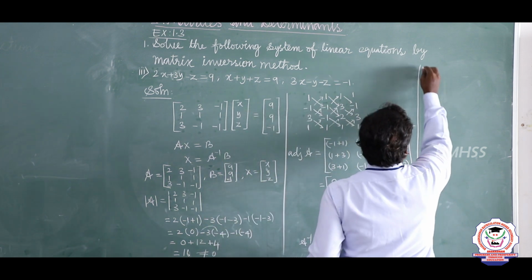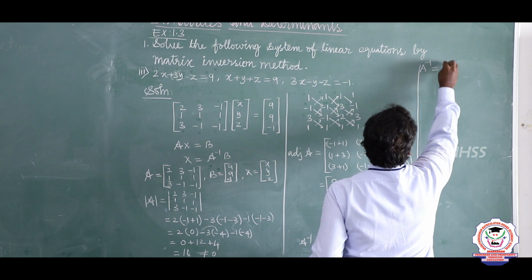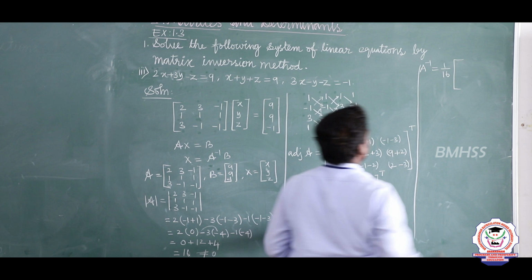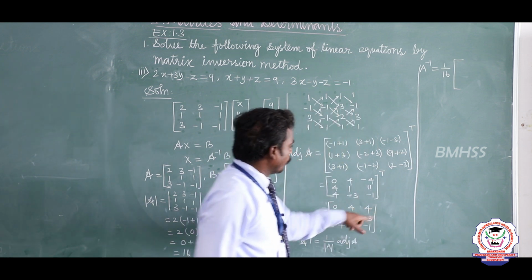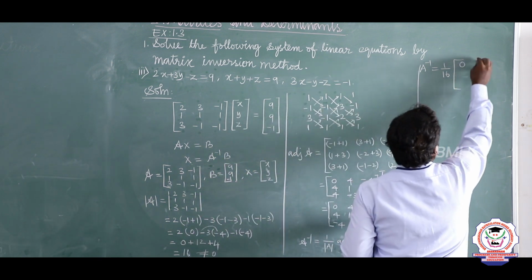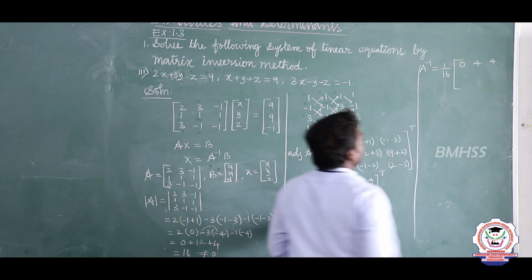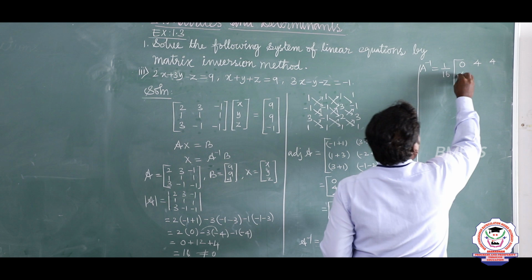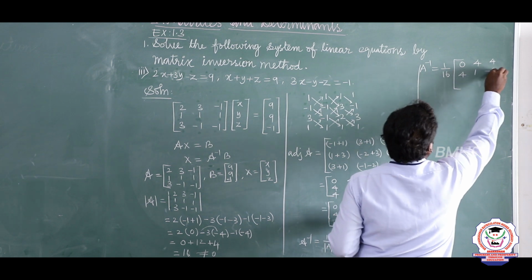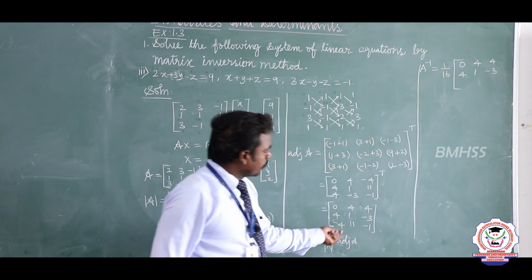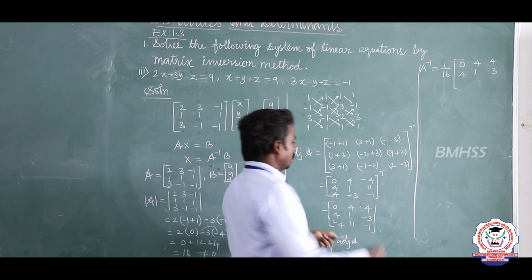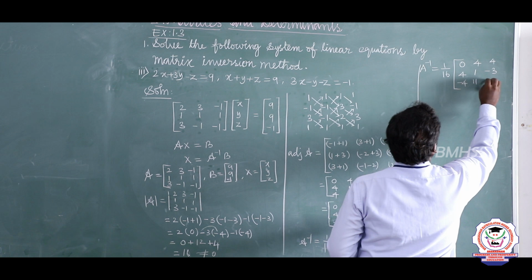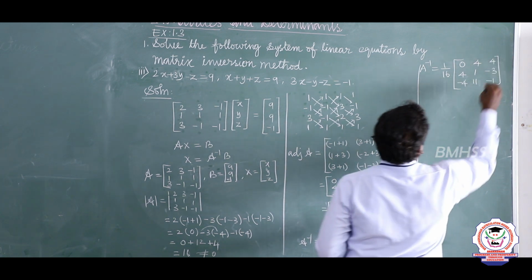Now, A inverse is equal to 1 by 16 into the adjoint of A matrix. What is that? In the first row, 0, 4, 4. In the second row, 4, 1, minus 3. In the third row, minus 4, 11, minus 1. So, this is A inverse.